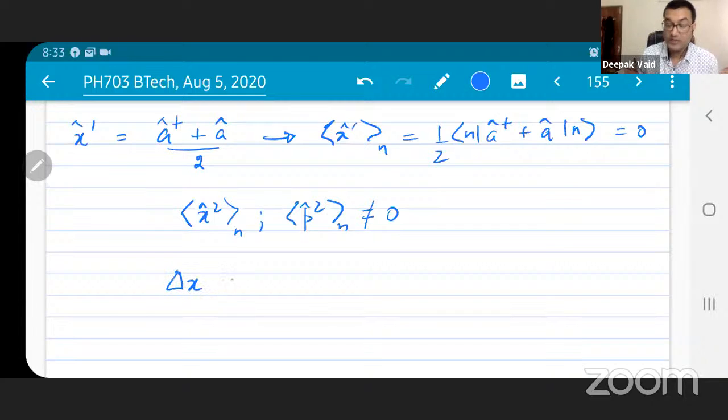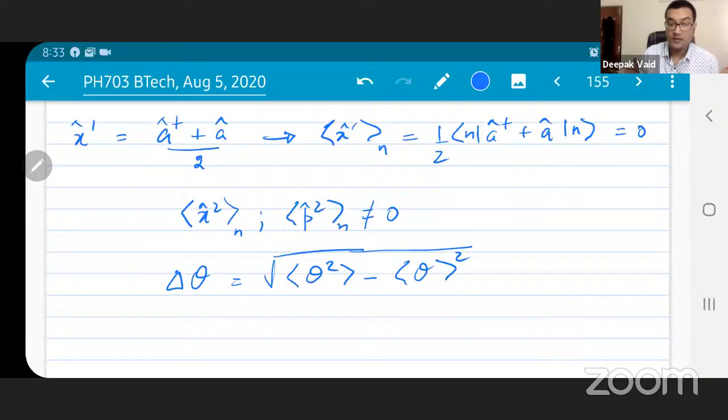Now delta x is what? It's the uncertainty, right? So for delta O for any operator, what is it? It's the square root of this expression, right? So expectation of O squared minus the square of the expectation of O, right?